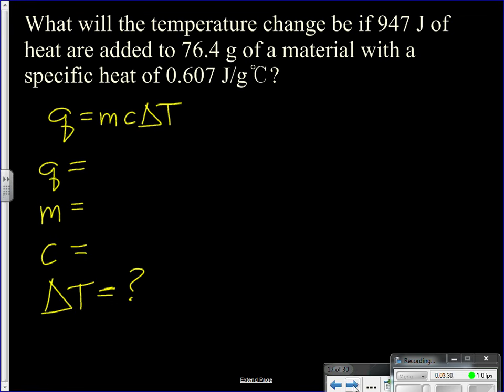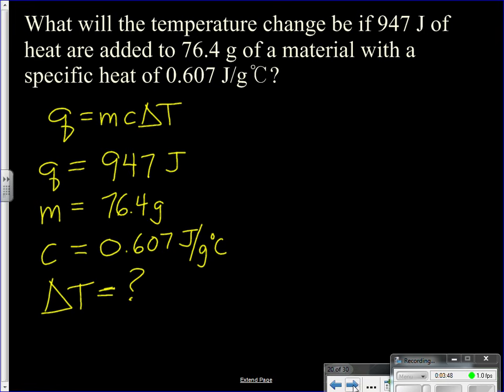And it says that 947 joules of heat are added. Well, we know Q is our variable for heat, and so we'll write our 947 joules in with the Q. It tells us the mass is 76.4 grams, and the specific heat represented by C is 0.607 joules per gram degree C.